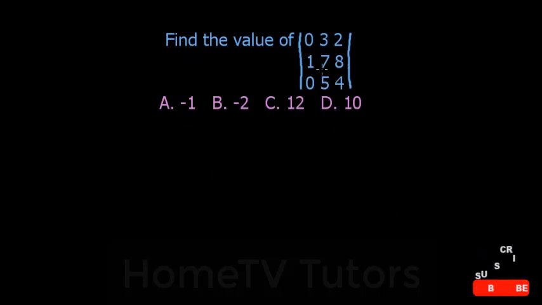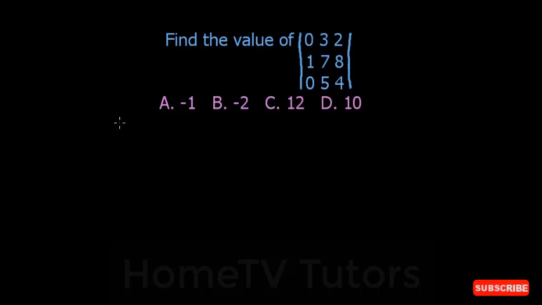Find the value of this expression. So we're going to use 0 to multiply this and this. Okay, so it's like this way. When you take 0, you eliminate the numbers here and the numbers here. When you take 3, you eliminate the numbers here and the numbers here. If you take 2, you eliminate all the numbers on this row and on this column.